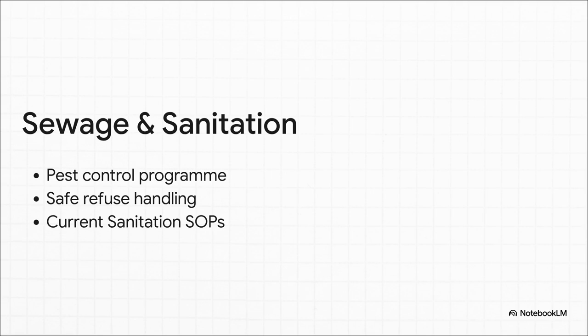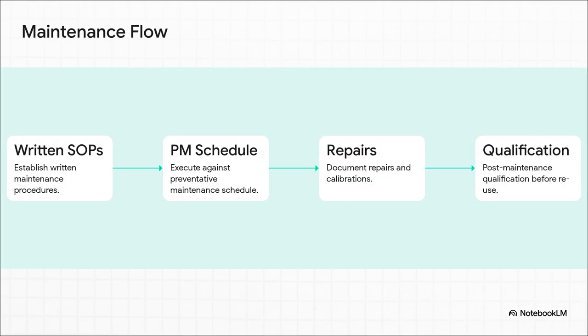You have to ensure safe refuse handling, maintain a written pest control program, keep your sanitation SOPs completely current, use approved, non-contaminating cleaning agents, and this is key, maintain dated, signed sanitization records. You need to prove on paper that absolutely nothing in your facility is harboring contamination. But what happens when things break or need routine servicing?